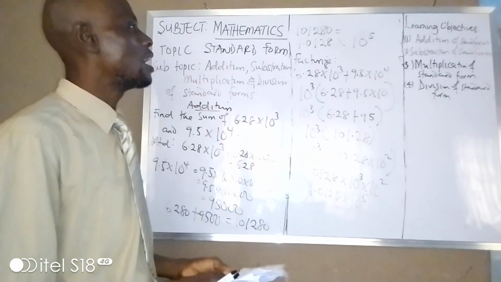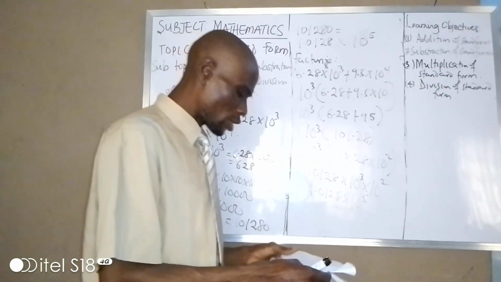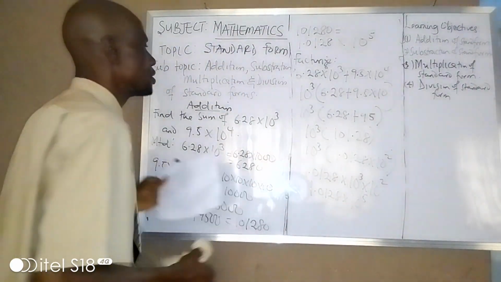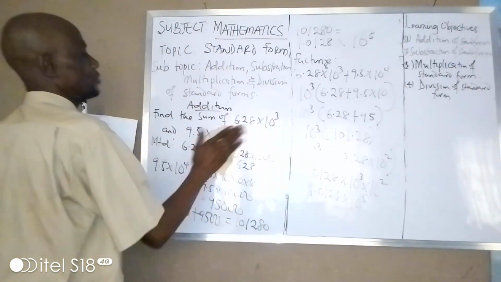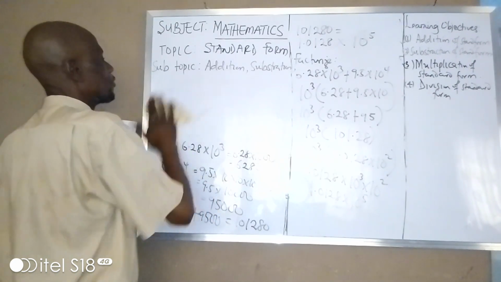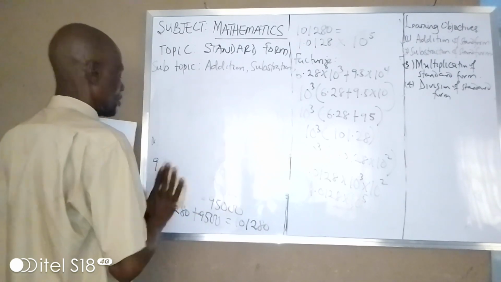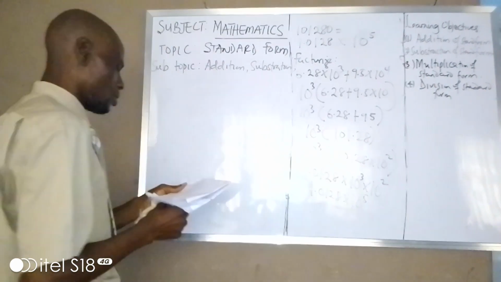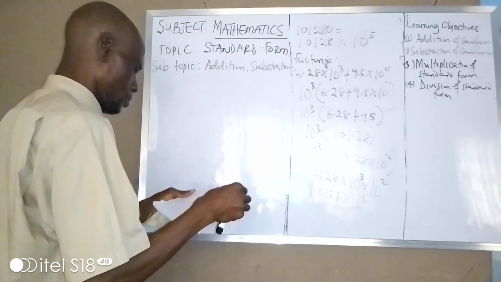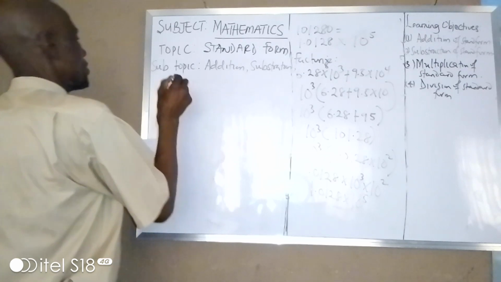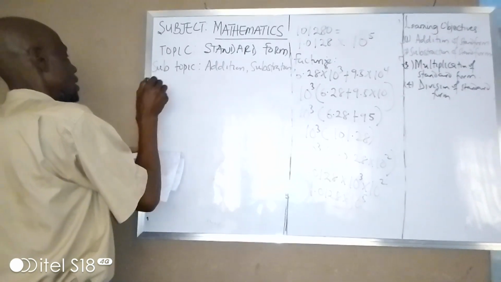Let us now look at how to subtract. We have done the addition, now let us look at subtraction of our standard form numbers. Let's look at this one. The question says subtract.